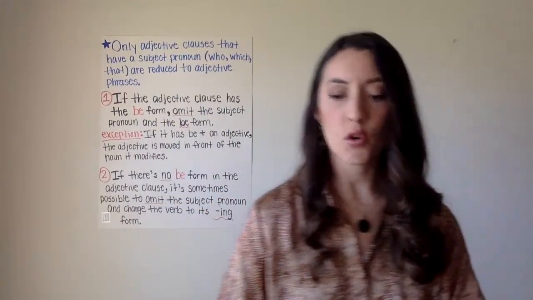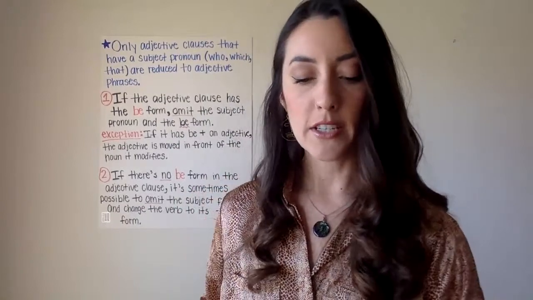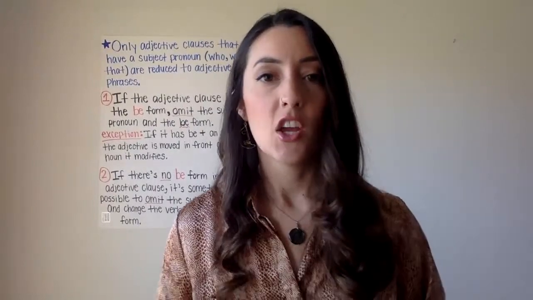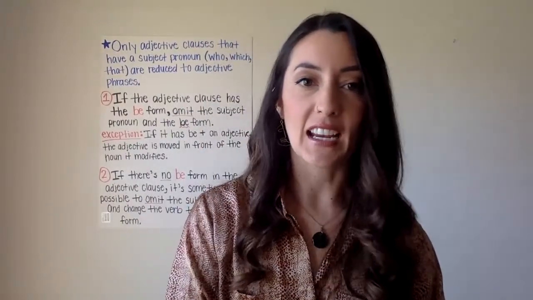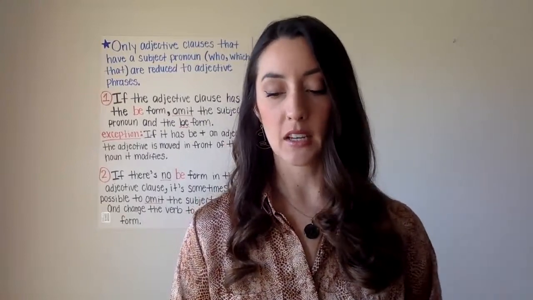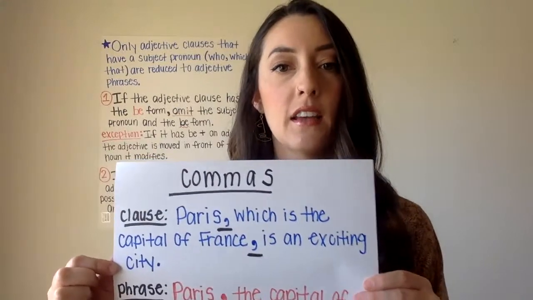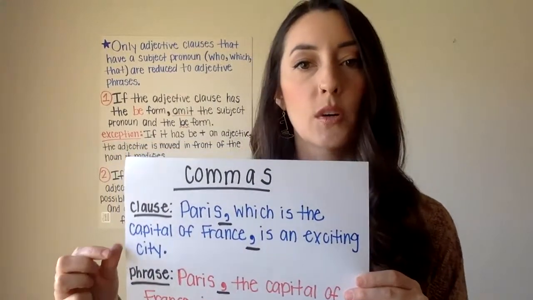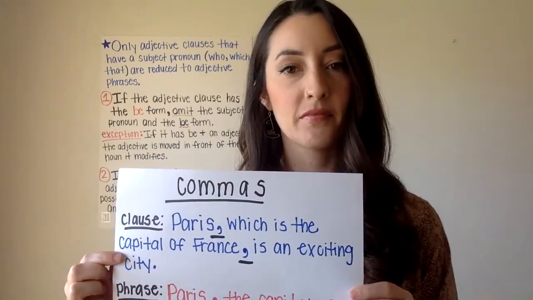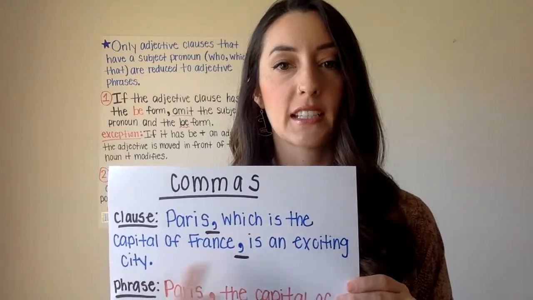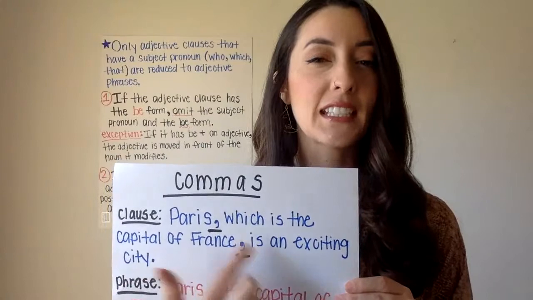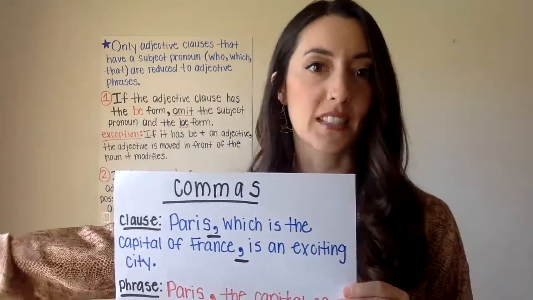Now I wanted to go through one more rule with this. So when you have an adjective clause that has commas in it, when you make it an adjective phrase, you have to keep the commas, okay? Let me show you an example. So your clause is Paris, comma, which is the capital of France, comma, is an exciting city, right? Because we have our clause here, which is the capital of France. So when I reduce this to the phrase, I have to keep these commas. I can't get rid of those. I can't throw those away.